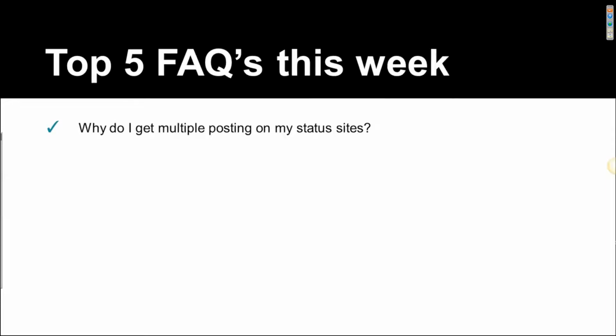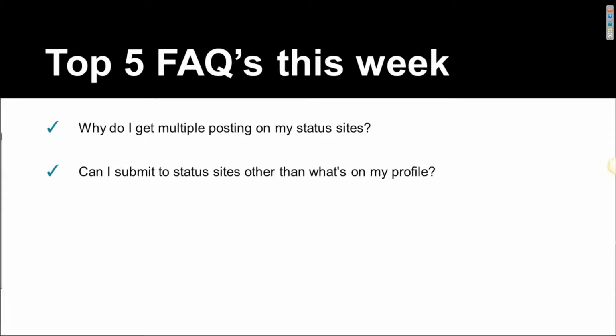First one: why do I get multiple postings on my status sites? Again, the deal with Ping FM, and there's probably a couple of other sites that I don't even know about, is that they actually will automate postings to your main status or social networking sites, Facebook, Twitter, and so forth. That's the main reason. The only other reason I could think of is that you possibly did the submission twice, once in a video submitter and once in your social power publisher.